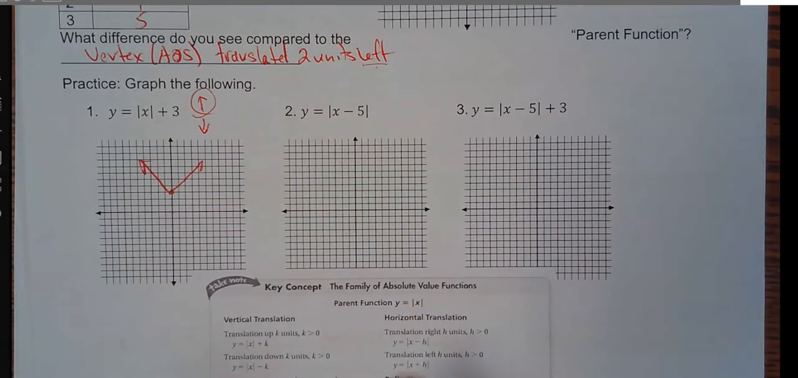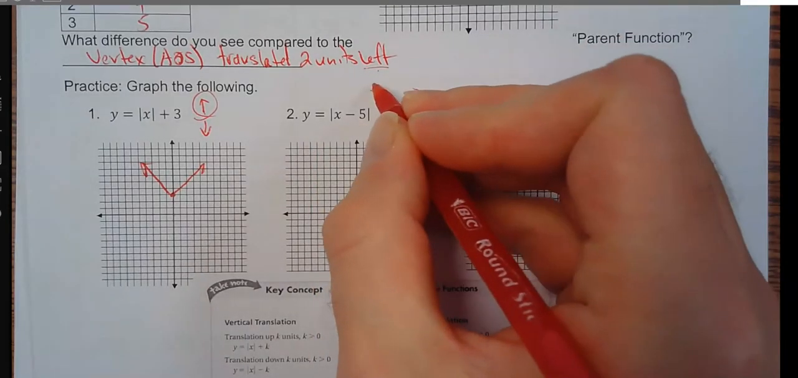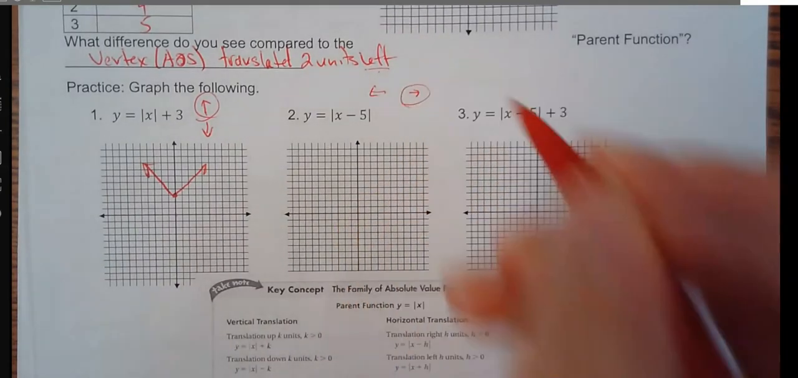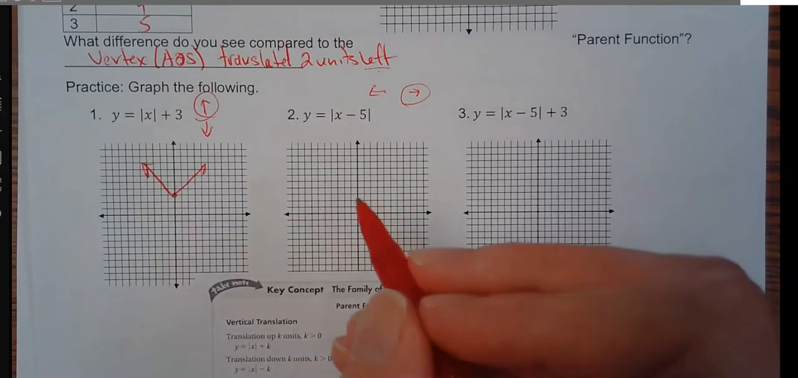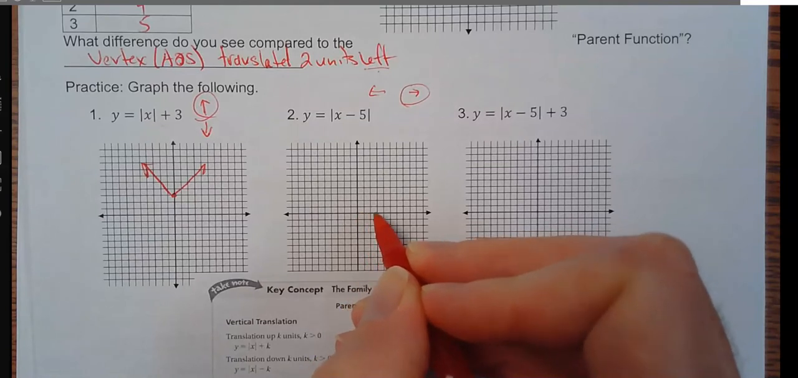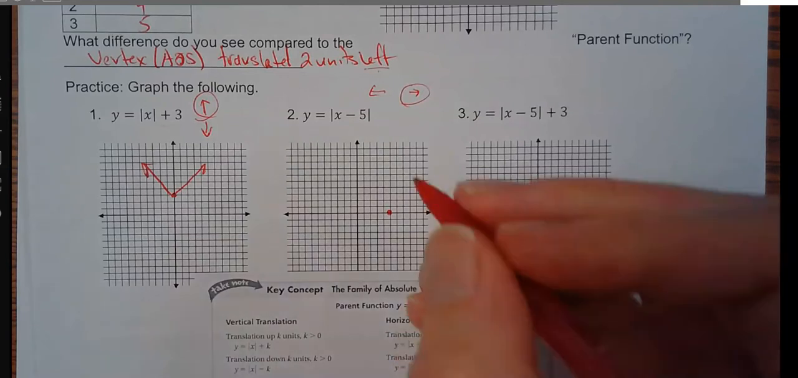Okay? This guy here, it's inside with the x, so it's left or right, and it's the opposite of what you think. So you would think negative is left, but it's actually right. So we're going to go right 5 units. So I'm going to take my vertex, which was at the origin, and go right 5 units. 1, 2, 3, 4, 5. And then from there, slope of +1 on the left side, slope of -1 on the right side.